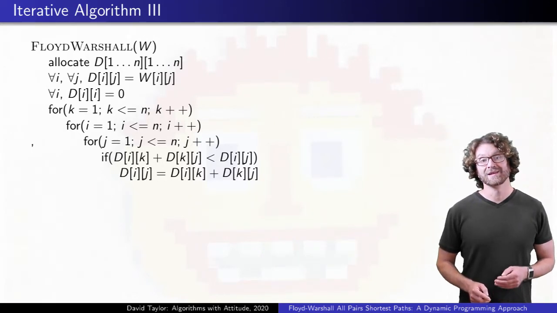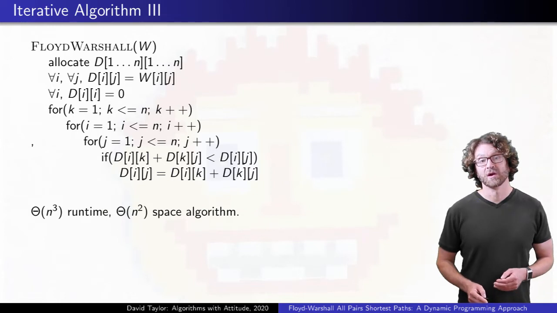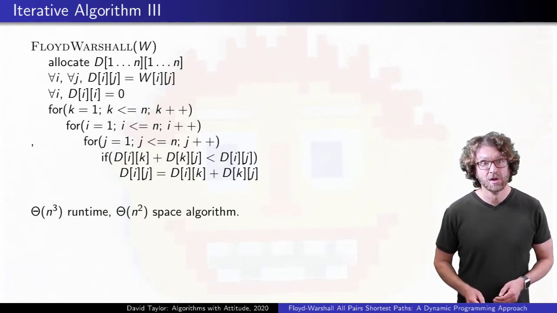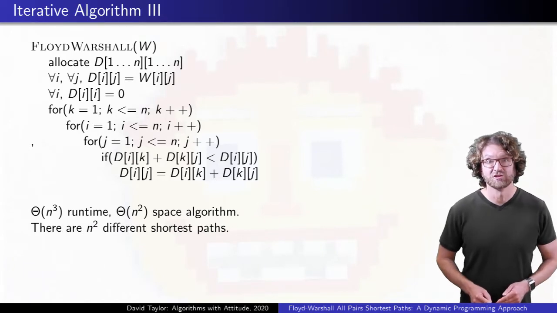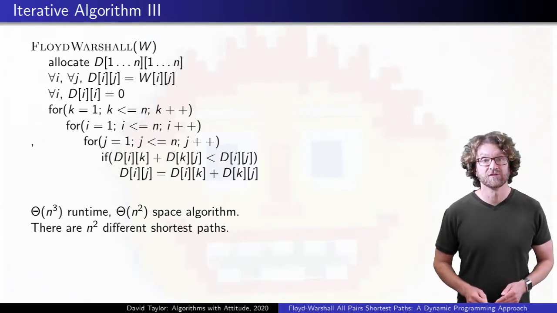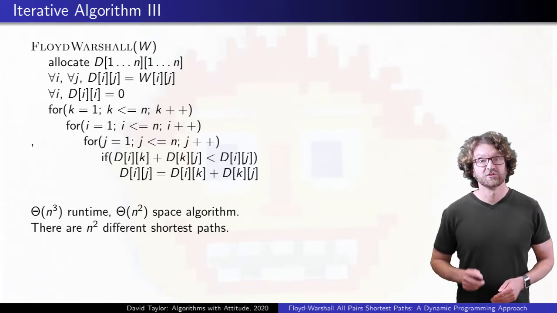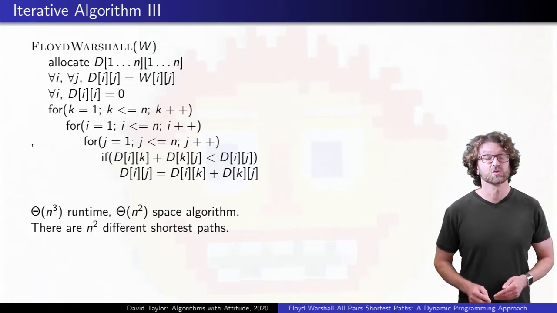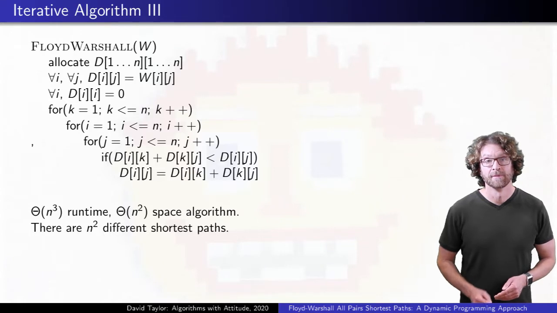This gives you an n cubed time, n squared space algorithm. That doesn't sound great, but remember, you're finding the shortest paths between n squared different vertex pairs. So the space for the algorithm is the same as the size of the requested answer. You can't hope to do better.